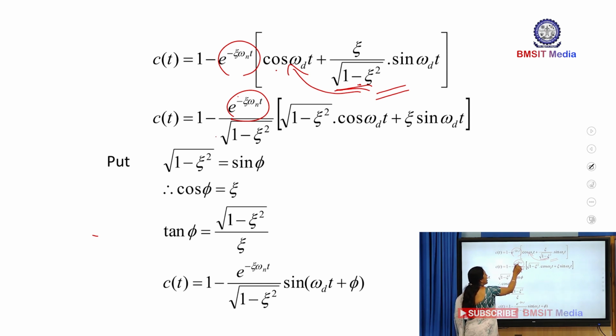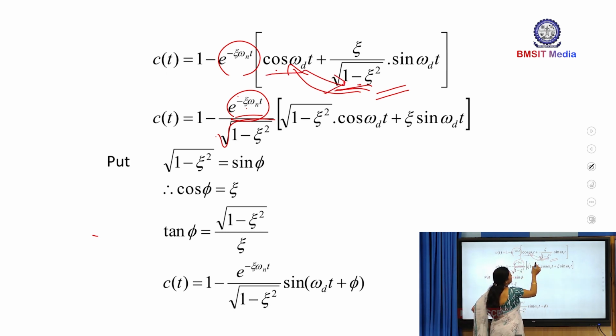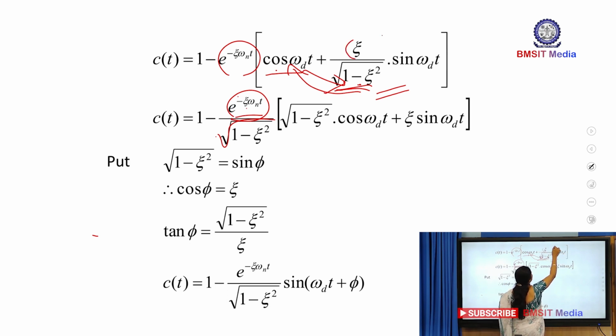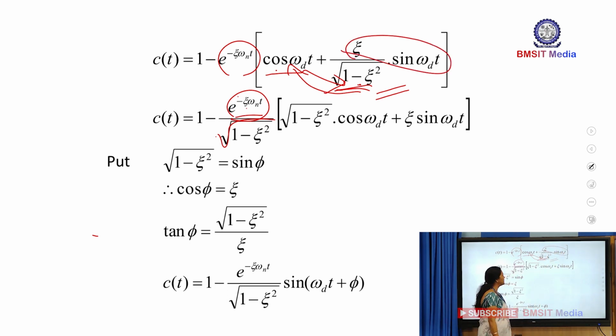So e to the power of minus zeta omega n into t by root of 1 minus zeta square, cos omega d t into this 1 minus zeta square, plus what is this term left out? Sin omega d t into sigma. So this is our new term. But what is root of 1 minus zeta square? Let us put that root of 1 minus zeta square to be equivalent to sin phi.